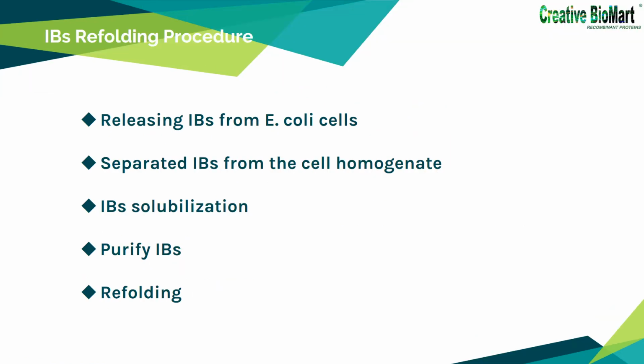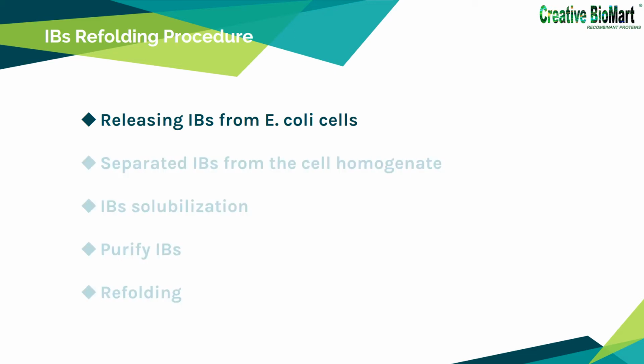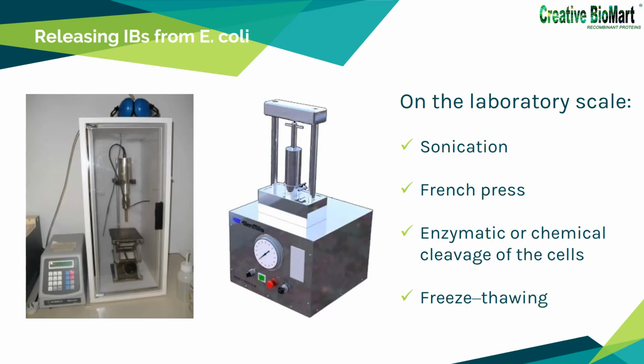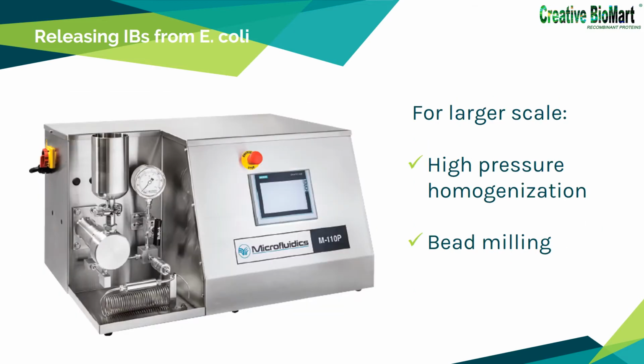Next, we will talk about IB refolding methods, which you may be concerned about most. The first step is releasing IBs from E. coli cells. On the laboratory scale, sonication is a common method. Others include French press, enzymatic or chemical cleavage of the cells, and freeze-thawing. For larger scale continuous disruption, high-pressure homogenization or bead milling are widely used.